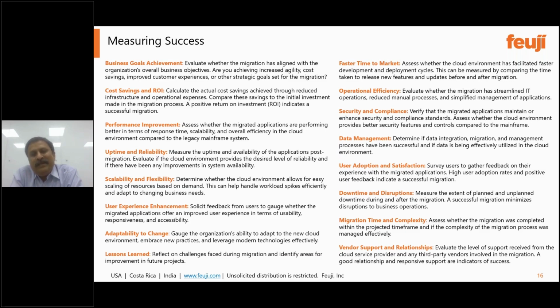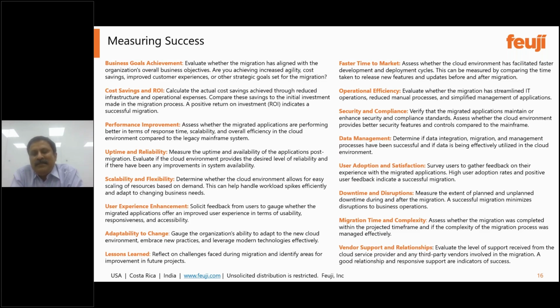Security and compliance: how much has been improved from the source, which is mainframe. And a survey is always very important to look at how user adoption has been progressing and whether users are satisfied with the new changes and comfortable with them. Downtime and disruptions is the inverse of uptime and reliability, so sometimes customers believe downtime and disruptions is a better KPI to measure. Then on timelines, have we missed any complexities? That is another KPI that can be measured. And vendor support and relationship, the level of support received from vendors who are helping you in the migration, is another area that can always be measured.